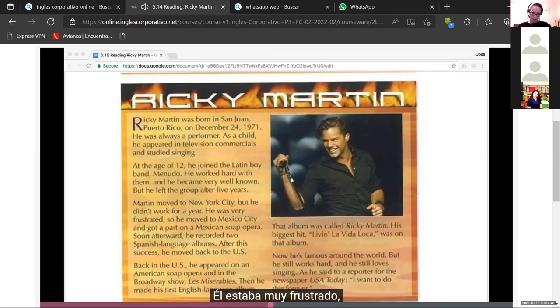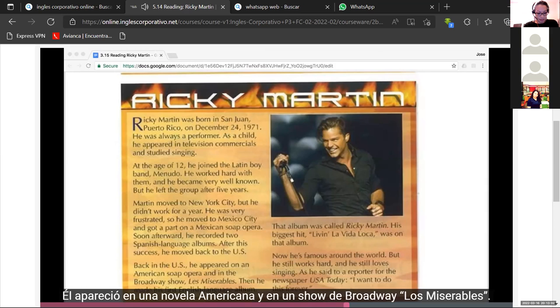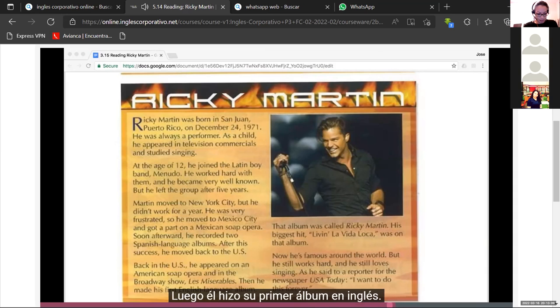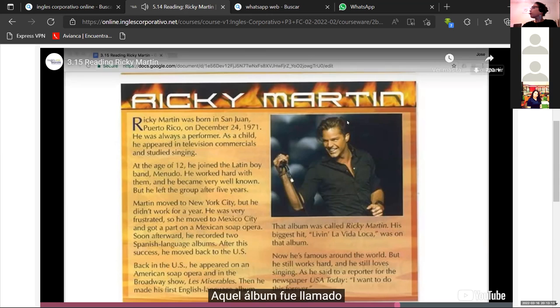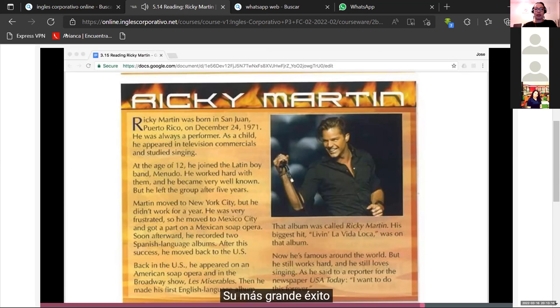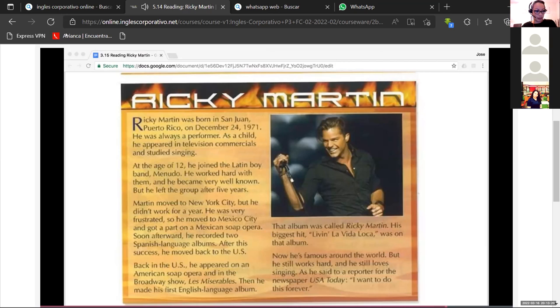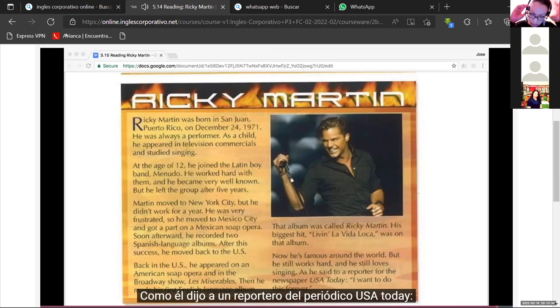He was very frustrated, so he moved to Mexico City and got a part on a Mexican soap opera. Soon afterward, he recorded 2 Spanish language albums. After this success, he moved back to the U.S. Back in the U.S., he appeared on an American soap opera and in the Broadway show Les Miserables. Then he made his first English language album. That album was called Ricky Martin. His biggest hit, Livin' La Vida Loca, was on that album. Now he's famous around the world, but he still works hard and he still loves singing. As he said to a reporter for the newspaper USA Today, I want to do this forever.